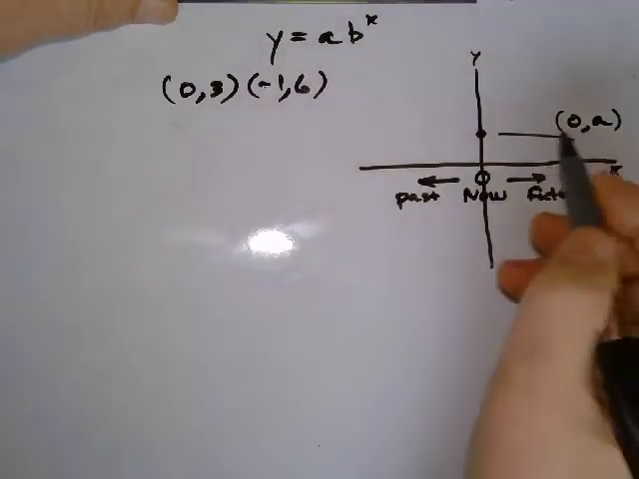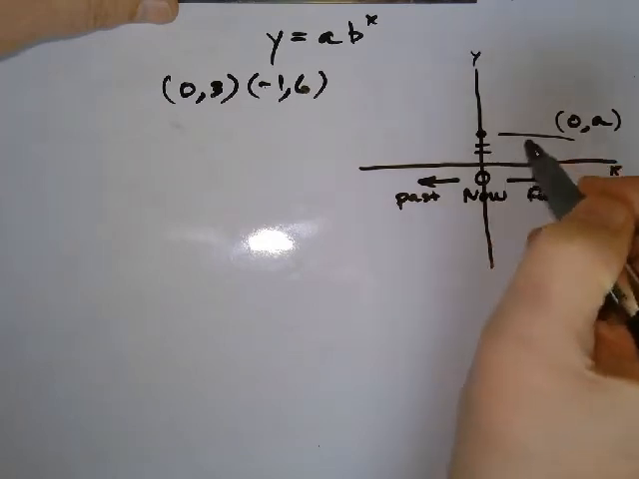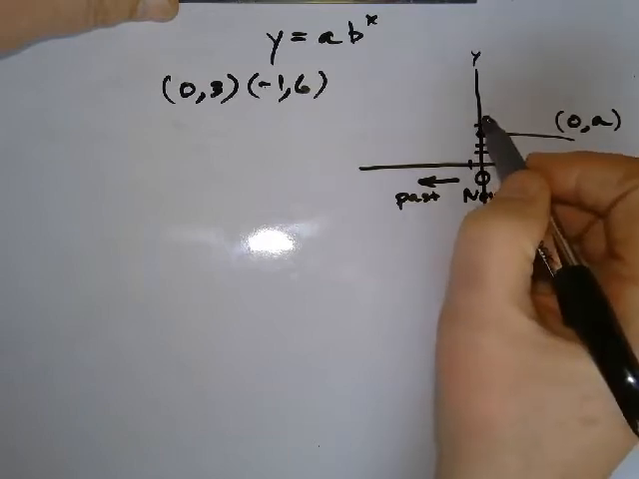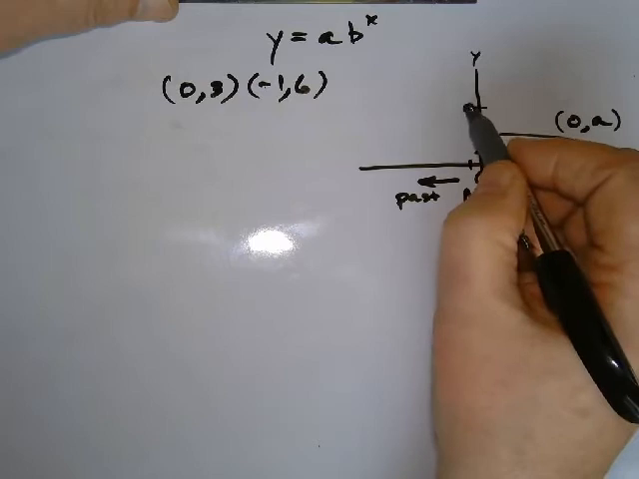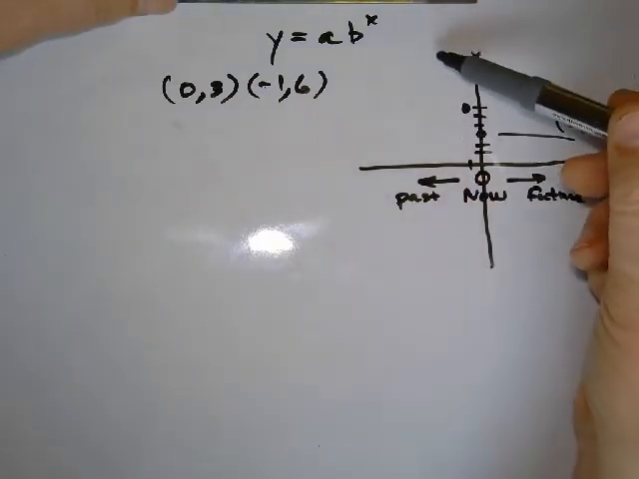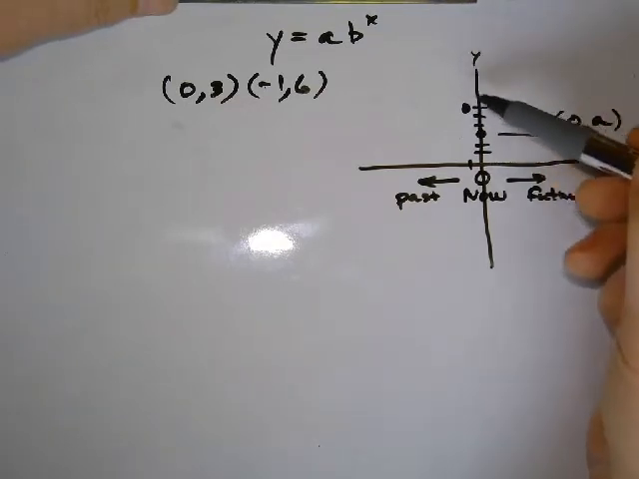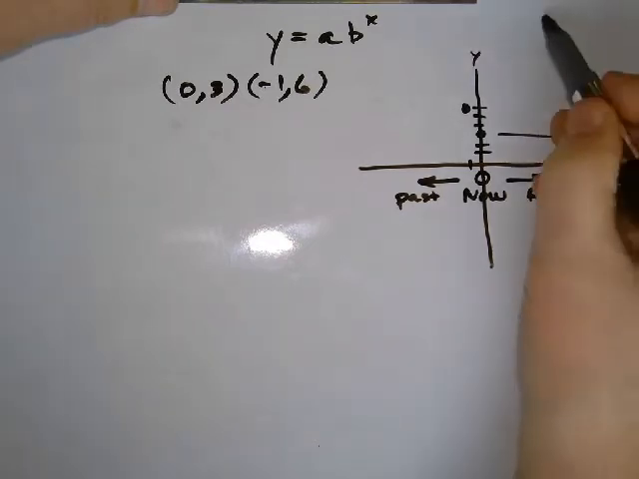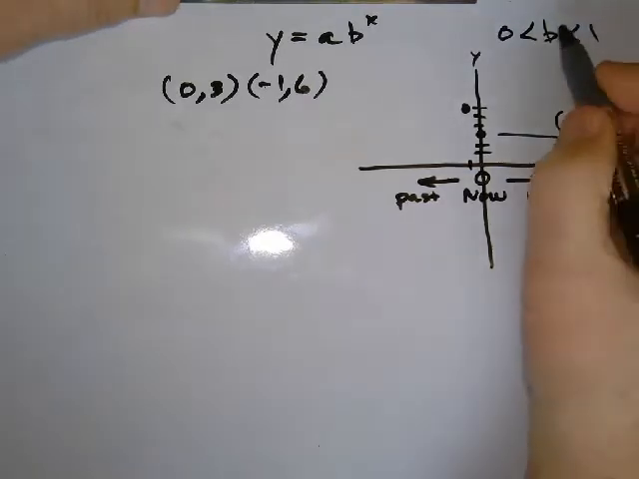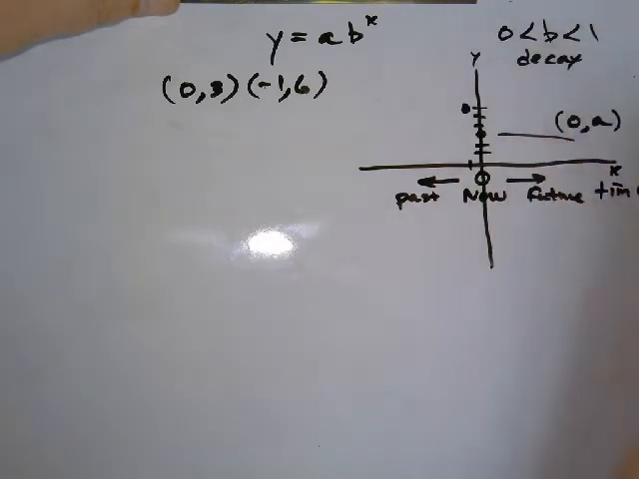Well, I could put that on the graph here. I don't need to, but let's say that this is 0, 3. And let's say this other point is at negative 1, 6. We don't actually need to graph it here, but I'm going to do that anyway. And I can see by looking at this that the graph looks like it's going to decline or decay. And that means that because it's decaying, I should expect to get a base that is between 0 and 1. Remember, the bases between 0 and 1 are decay. It should be going downhill.